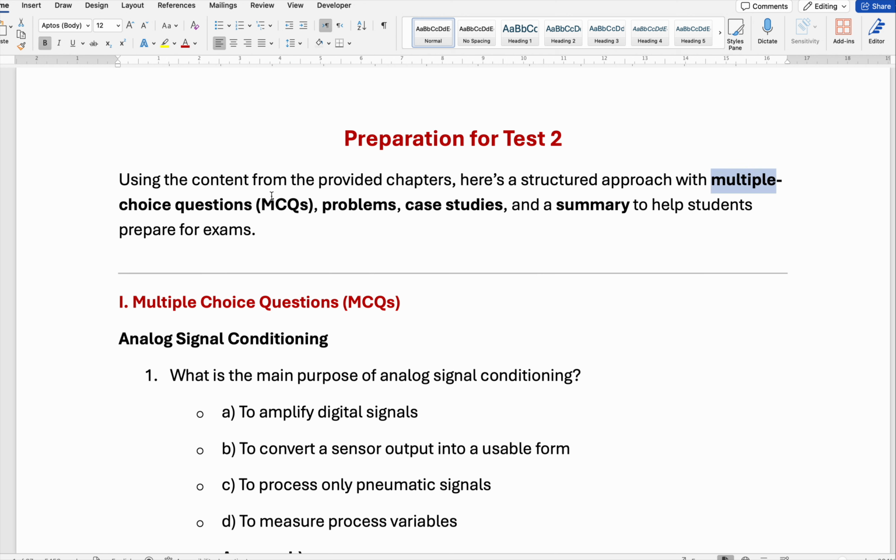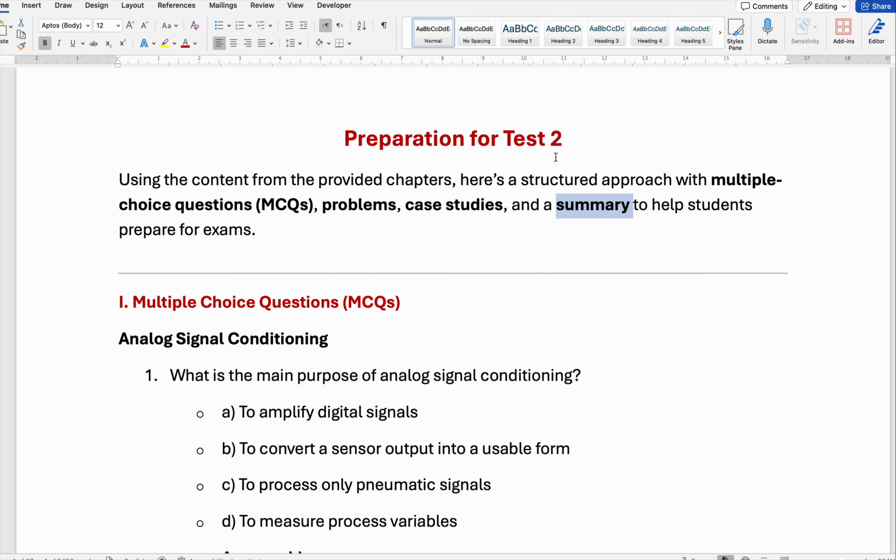We are going to go through the multiple choice questions, and then the problems, in this case the equations that you will need to solve the problems. As I said, you'll be getting the equation sheet to support you in solving the problems. We are going to go through some case studies as well, to extend that knowledge and to reflect what you have studied as applications in real life. And then we are going to go through a summary of what we have gone through.